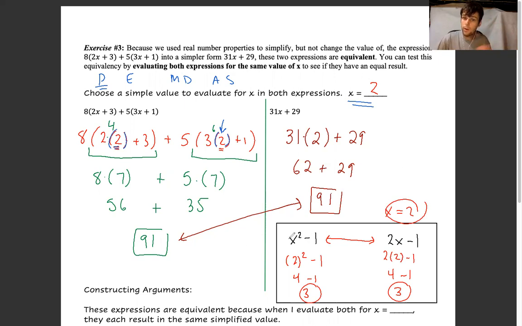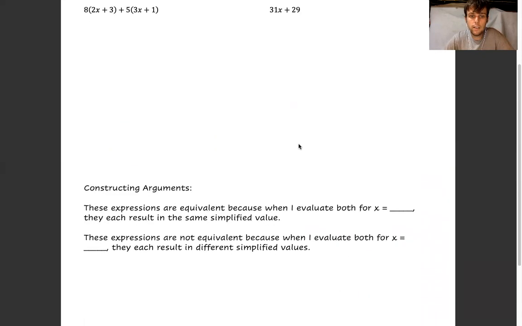3 squared minus 1 is 9, minus 1 is 8. You get 8 for this one. 2 times 3 is 6. 6 minus 1 is 5. You got 8 for one, 5 for the other. And there you go. You see that they're actually not equivalent. Kind of interesting. Let's go ahead and clear this and look at this final thing here.